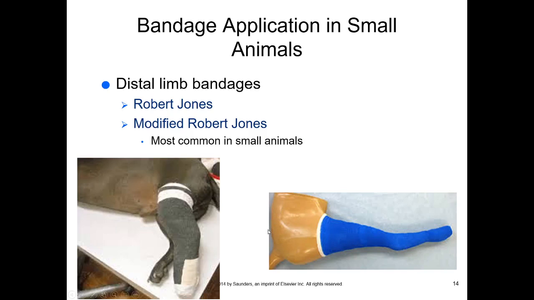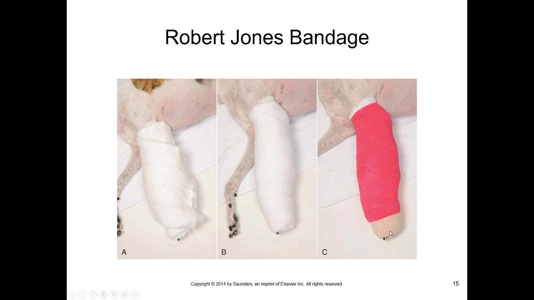Here is an example of 2 very common bandages, the Robert Jones and the modified Robert Jones. The modified Robert Jones is the one that I most commonly see in small animals. The difference between the 2 is that the Robert Jones has a lot more padding. Now, the amount of padding typically should be enough that it is a complete round circumference. You're not really even seeing a joint or a divot here at all. This could be a little bit more padded as a bandage. This is a little bit more conforming and a little bit more tight to the skin.